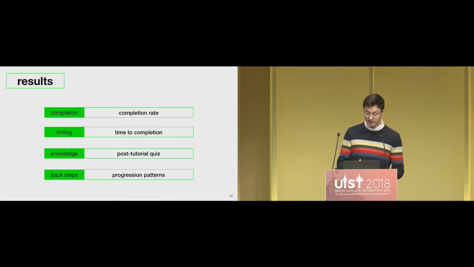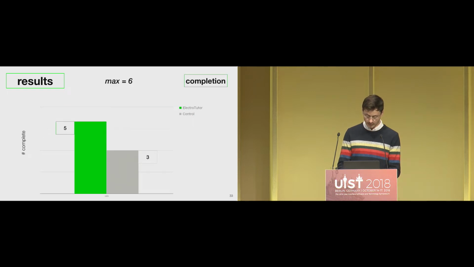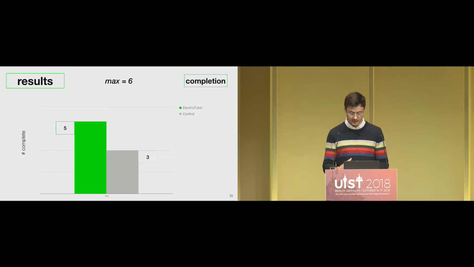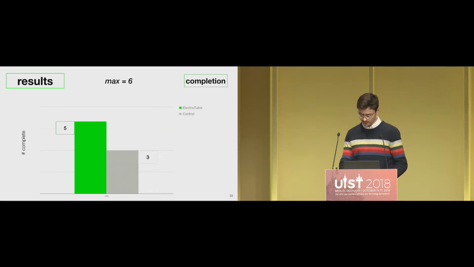Next, I'll go over some of the results from the study, including metrics of completion, timing, knowledge, and back steps, so some progression patterns that participants exhibited. For completion, the max was 6 because there were 6 participants in each case. So 5 out of 6 in the ElectroTutor condition completed it, whereas 3 out of 6 completed it in the control condition. This is not statistically significant.